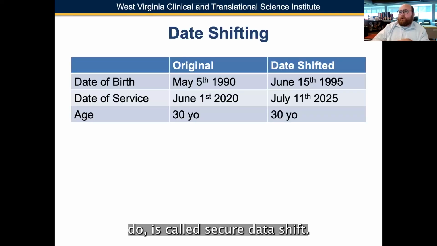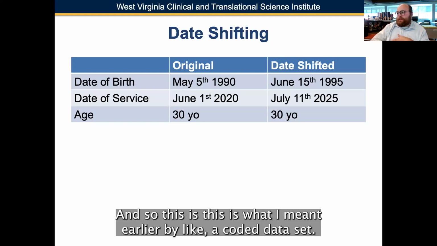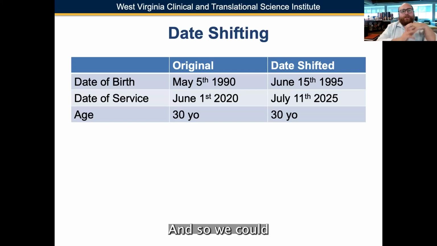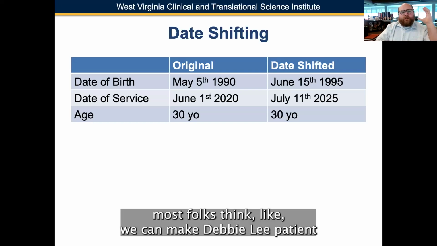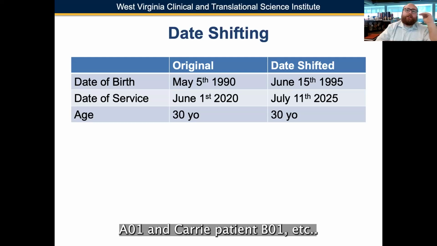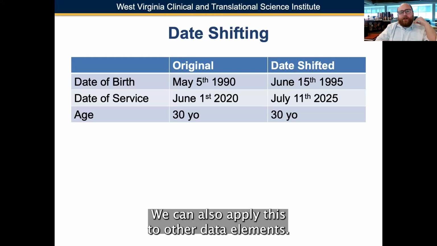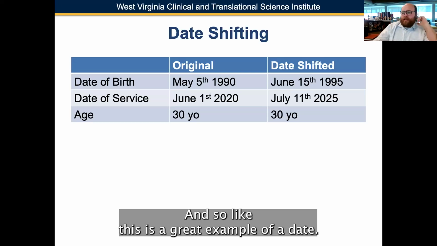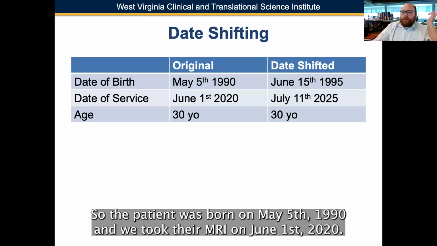Another thing we can do is called secure date shift. And so this is what I meant earlier by a coded data set. Most folks think we can make Debbie Lee patient A01 and Carrie patient B01, etc. We can also apply this to other data elements. And this is a great example of a date shift. So the patient was born on May 5th, 1990, and we took their MRI on June 1st, 2020.